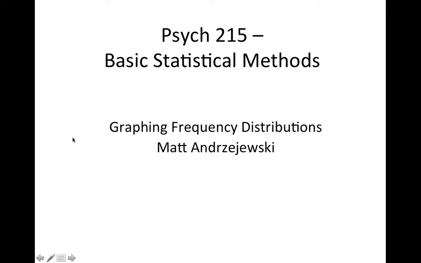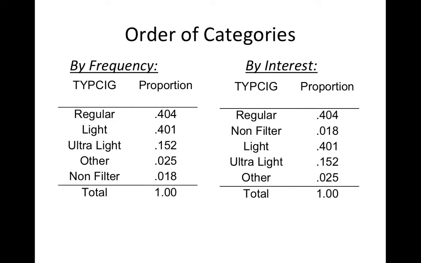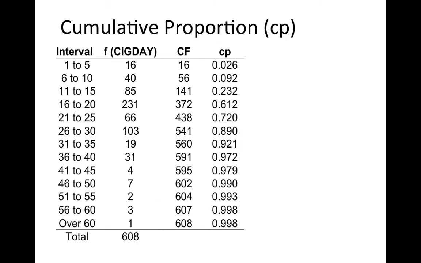Following the construction of frequency distributions, the next step that we want to take, generally speaking, to summarize and describe our data set is to graph it. In the last video, I showed you how to construct these distributions. This is the type sig variable from the smoking data, and these are the cigarettes per day.